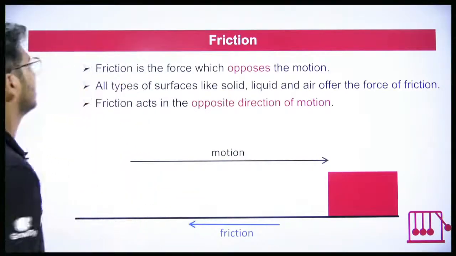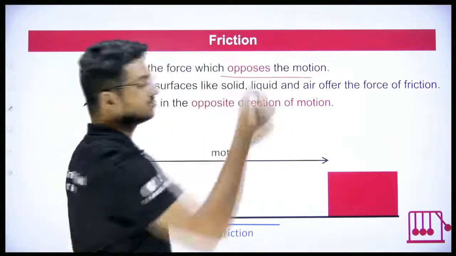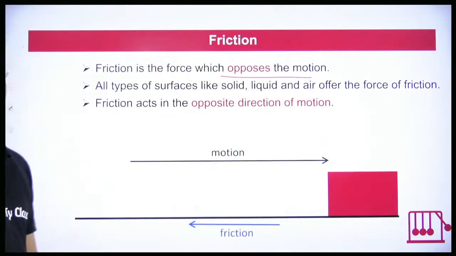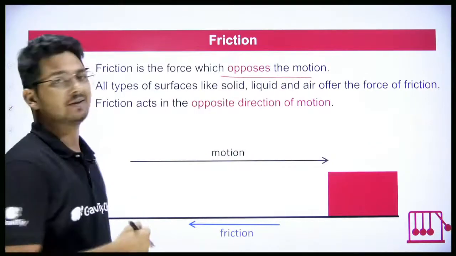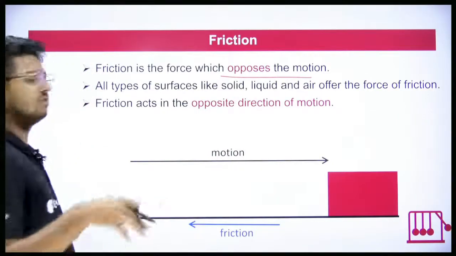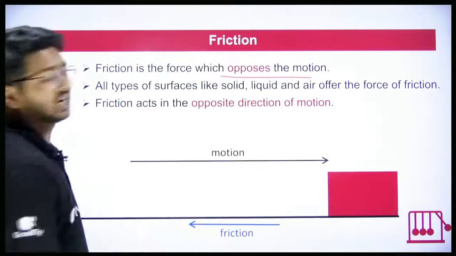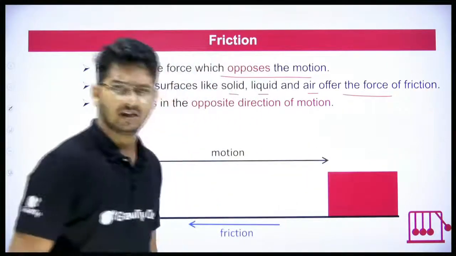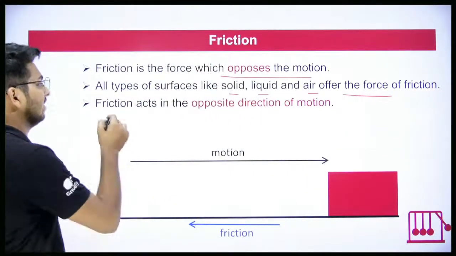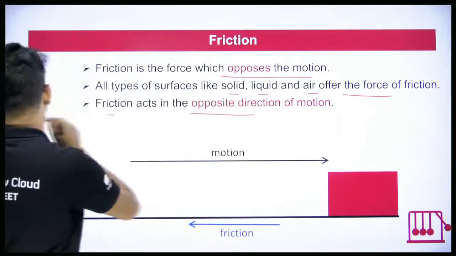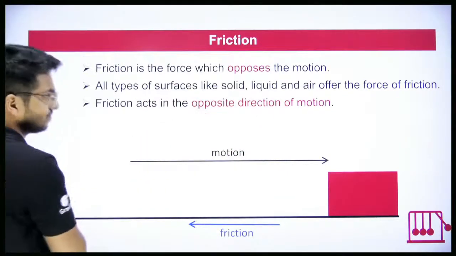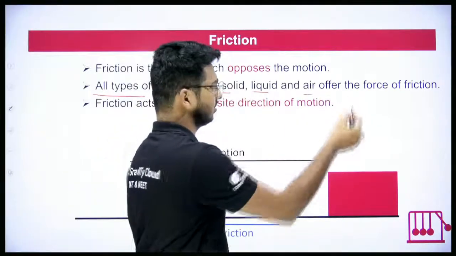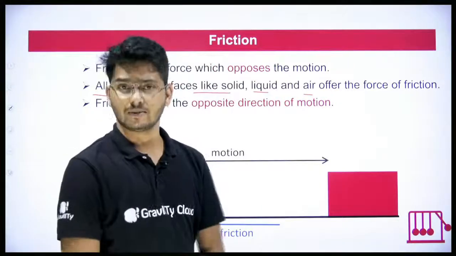Okay. So what is friction? It is a force which opposes motion. When you go into the chapter on friction, then you learn about that in much more detail. We'll now go into the basics only. And in fact, all types of surfaces like solid, liquid and air offer the force of friction. Right, and friction acts in the opposite direction of motion. That you can really understand here. The second point, all types of surfaces like solid, liquid and air. It's a very basic, very important point.